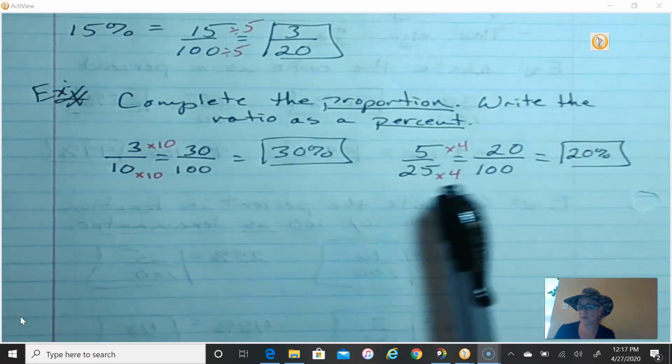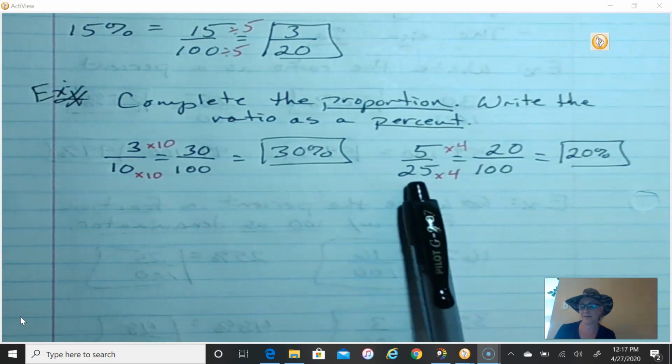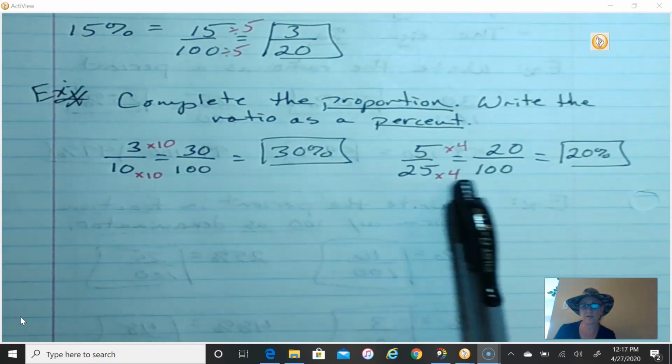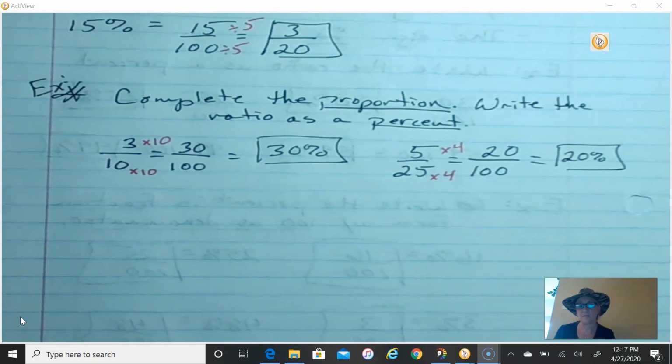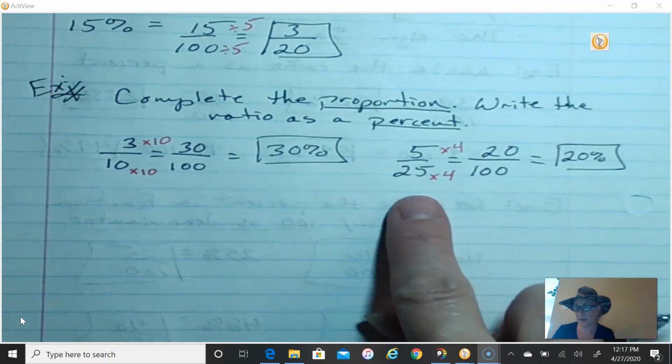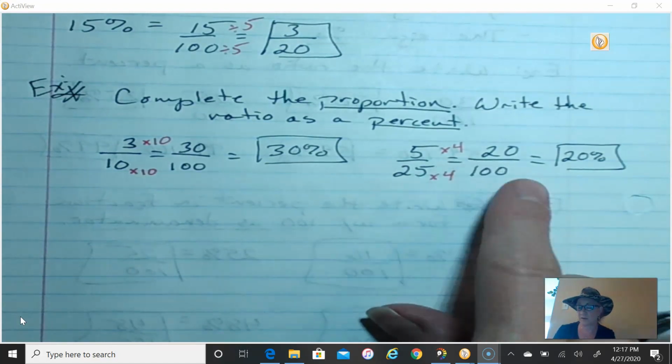Make sure when you're doing this, you don't skip this step. You can't tell me it's 5% because that's not over 100. So you've got to convert that over to 100, by just seeing how many times 25 goes in there. 4. What you do to the bottom, you must do to the top.